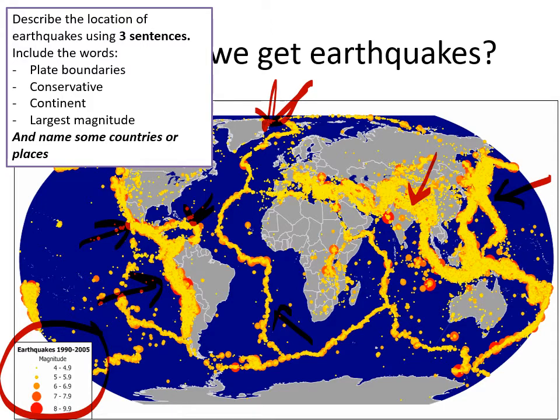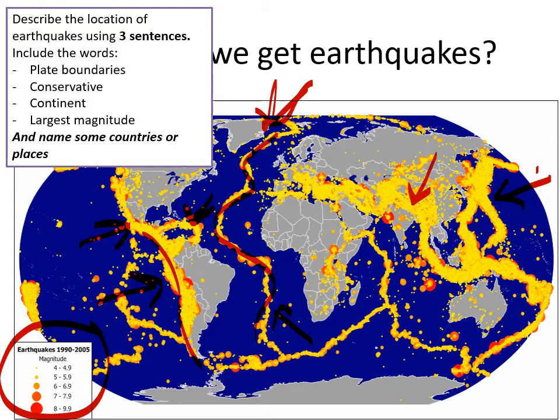Second thing, you might have mentioned some specific continents or places. So probably the Ring of Fire over here, this one. You might have mentioned the Mid-Atlantic Ridge, which is this one that goes all the way down here. You might have mentioned down the coast of South America. Any of these would have been fine. So name some locations where earthquakes occur. If you haven't done that, add that in.